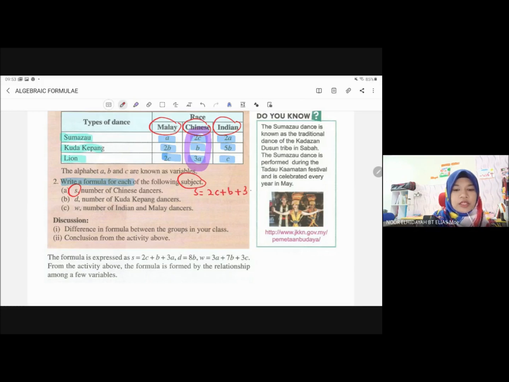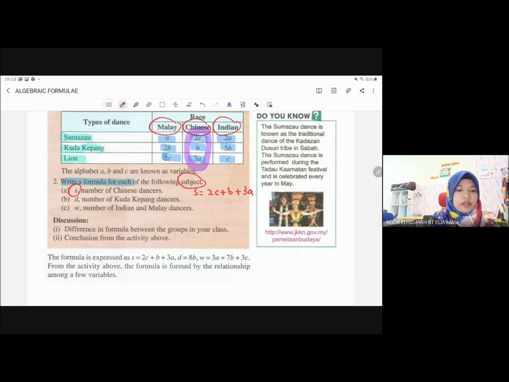This one is known as a formula, an algebraic formula, and S is the subject of the formula. The subject of the formula we normally put in front, on the left of the equation, and the coefficient must be 1. So there will be no 2S or 4S as the subject of the formula. The coefficient must be 1.